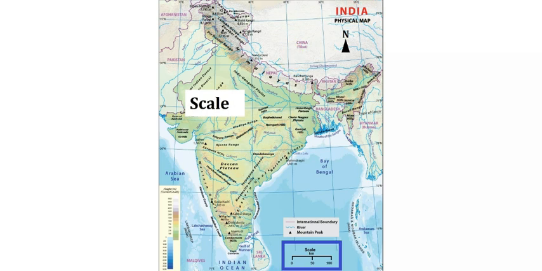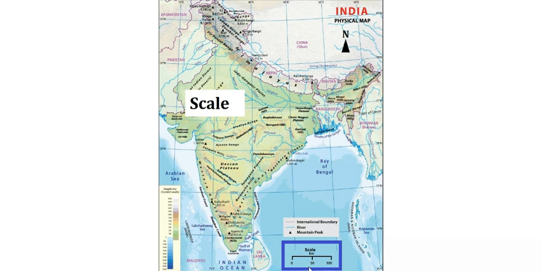Now another important thing is the scale. Scale shows the ratio to which the map is drawn. We cannot represent the Earth in the same size. We have to draw to a small scale, or reduce it to a smaller size. So the method that we use for reducing the original size of the Earth to a small sheet of paper is called scale. We'll study about this in detail.